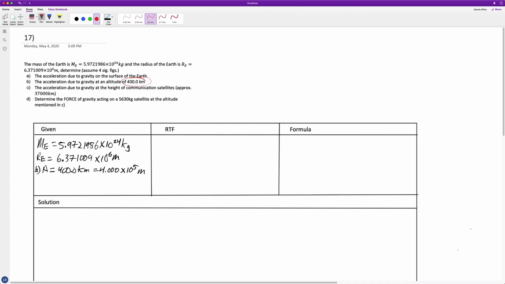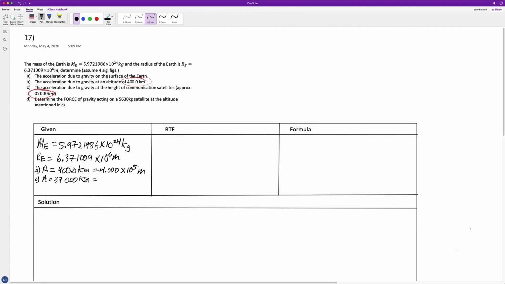For part C, we're asked to find the acceleration due to gravity again, but at the height of communication satellites, which is approximately 37,000 kilometers. Yeah, you read that correctly. Communication satellites are located 37,000 kilometers above the equator. To give you some context, the circumference of the planet at the equator is approximately 40,000 kilometers. So communication satellites are as high as the Earth is round, which is a pretty remarkable number when you think about it. Also explains why you lose satellite signal during rainstorms.